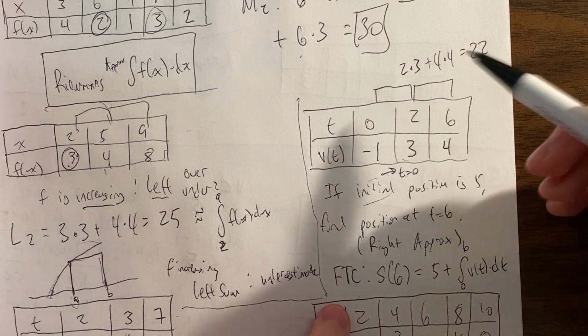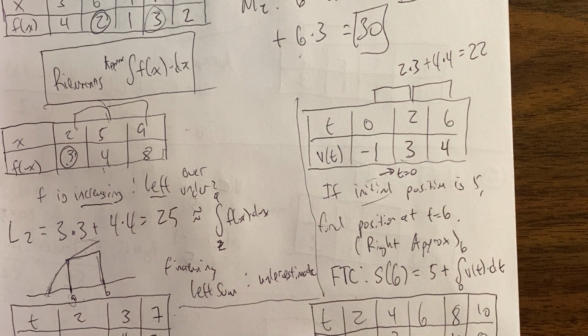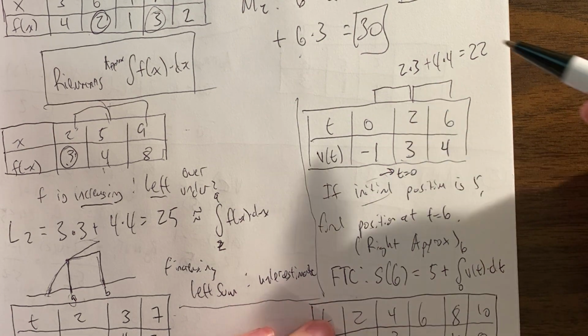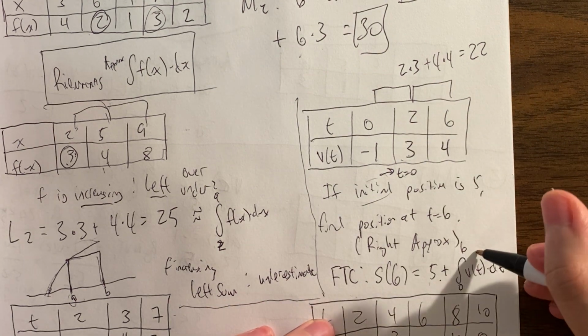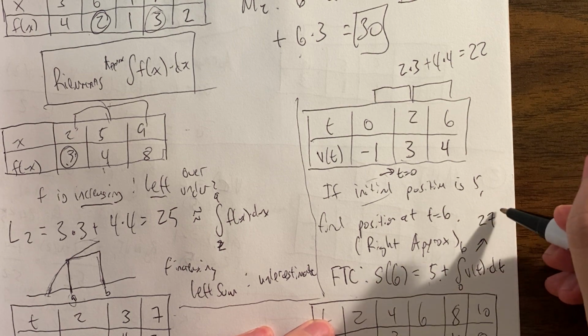But keep in mind, this is what I want to tell my students as much as possible, even when they get super annoyed with me. This will not be the answer because we have to add the 5. So at the very end, the actual answer is 27.